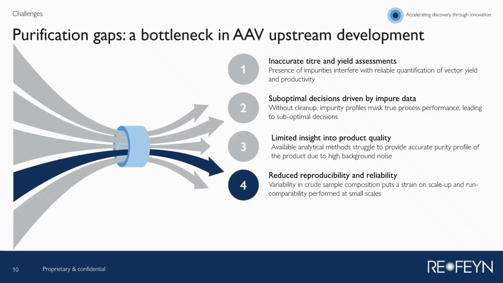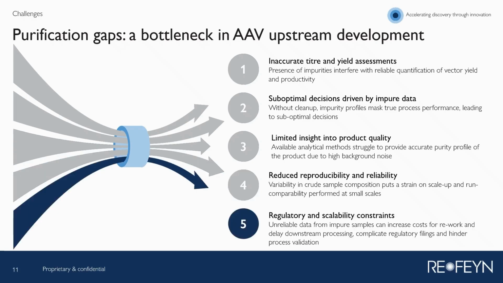Crude samples carry inherent variability, which introduces inconsistencies that become very evident, especially when you're trying to scale up your process. Now, this affects your comparability between batches, and it makes it very difficult when you're trying to implement process controls for process monitoring and development, or when you're trying to replicate the performance at different scales.